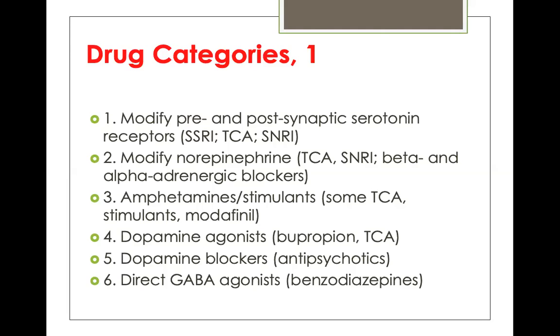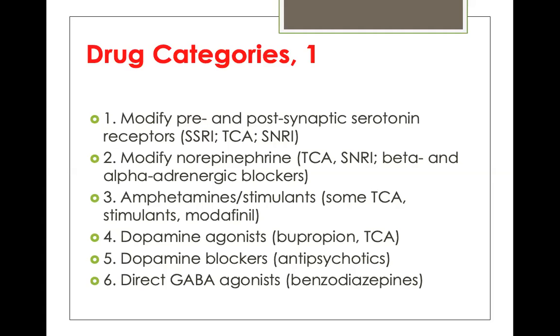Then we have drugs that are dopamine agonists. Bupropion is an example of this. Tricyclics can function as dopamine agonists. Things like ropinirole are dopamine agonists. And one of the crazy things to me is when people give both a dopamine agonist and a dopamine blocker. So we see people on ropinirole and also olanzapine. Dopamine blockers, these are the first and second generation antipsychotics, but they also do things to other receptors too.